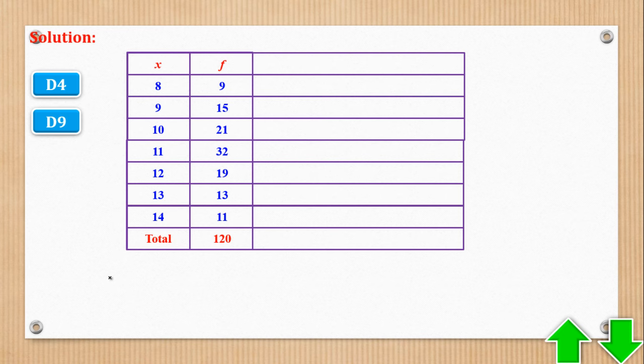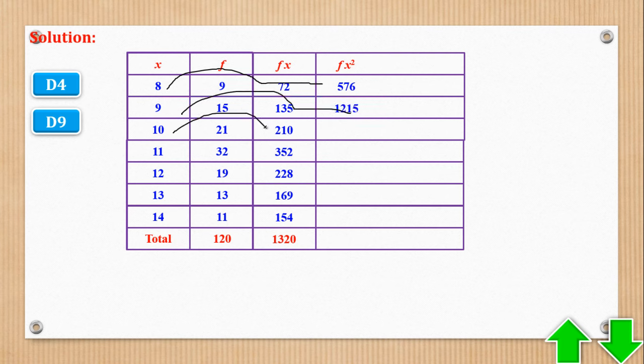They ask for mean, meaning we shall need to multiply f with x. So this with this, this 2, this 2, this 2, this 2, this 2, this 2. Then you add all these to get that. They want standard deviation, so we shall need fx squared. So fx squared is this with this, this with this, and so on for each row. Then you add all these ones.